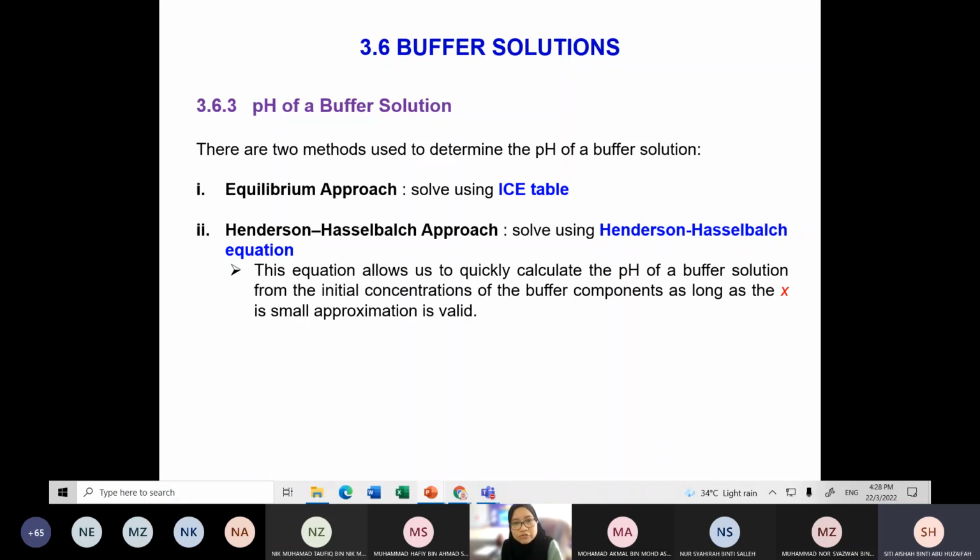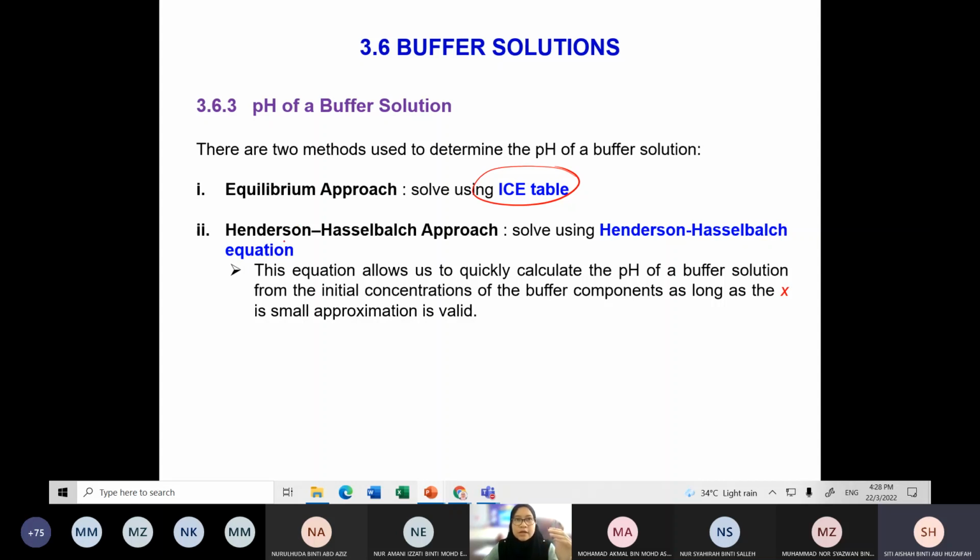So there are two methods used to determine the pH of a buffer solution. One is by using the traditional way, which is the conventional ataupun yang paling original way to find pH, which is using ice table. Ice table ni memang yang traditional lah. Maksudnya you don't have to memorize any formula or whatnot.